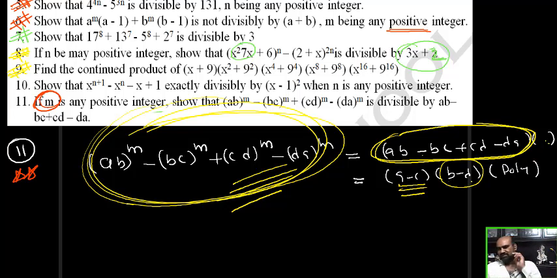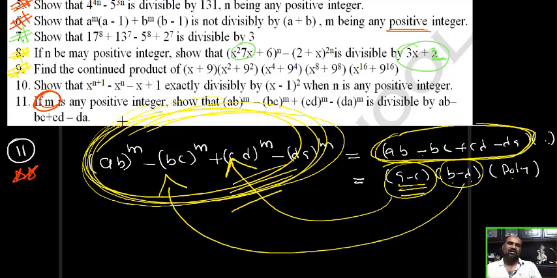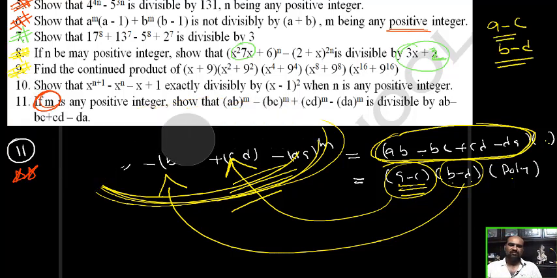Just now I proved. Now it is enough to prove that this is equal to (a - c)(b - d) into something, which means it is enough to prove that a - c is one of the factors of this, and b - d is one of the factors of this. After that, I can conclude that (a - c)(b - d) is a factor of that expression. That is my plan. Understood? Okay, so my plan is ready. I want to prove that a - c is one factor, b - d is another factor. I will prove it now.